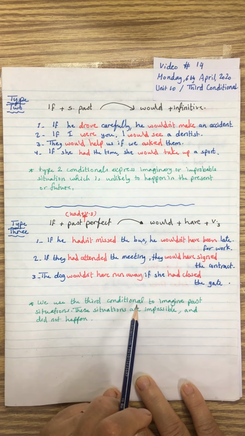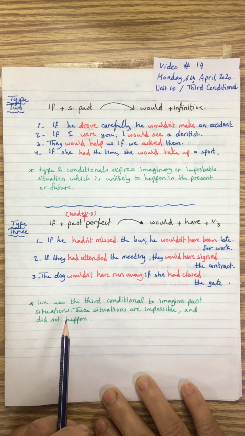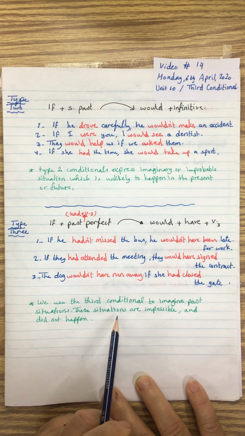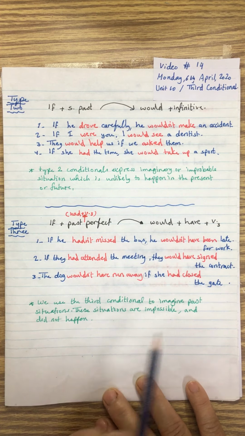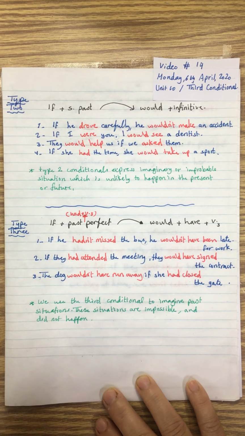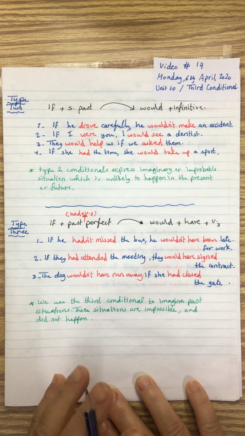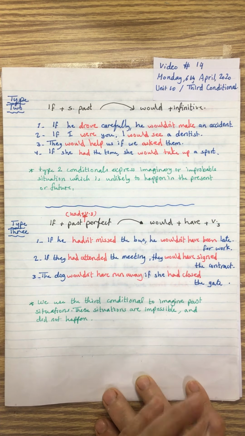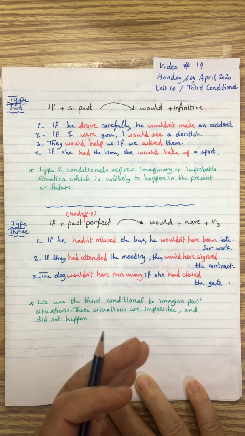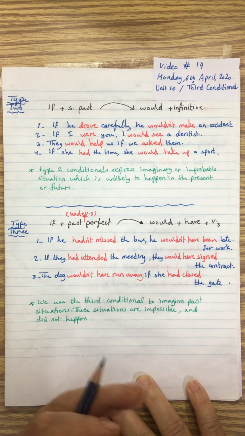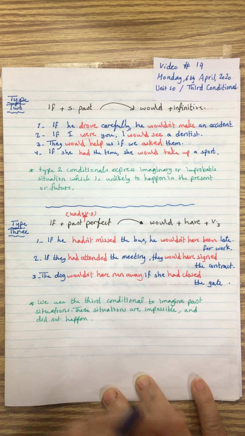We use the third conditional to imagine past situations. These situations are impossible and did not happen. So, always in the third conditional, the if clause is contrary to the fact. For example, if I had studied, I would have succeeded.